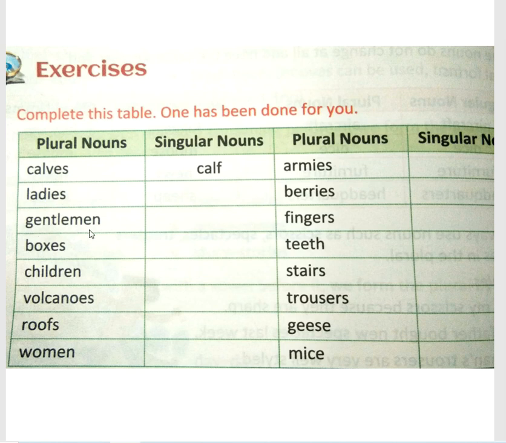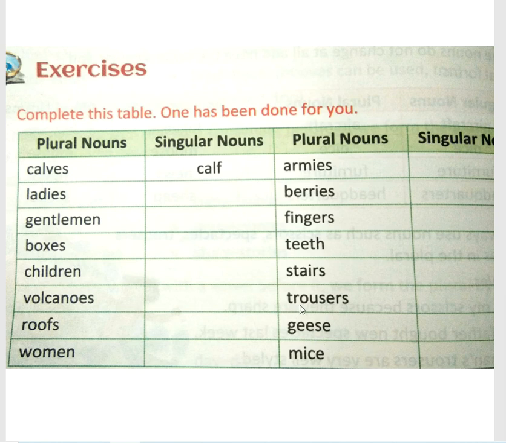Similarly, gentlemen is an irregular noun. So it will be gentleman. Box, children, you remember the rule? Any singular noun ending with X changes into plural by forming ES at the end. Okay. So in this way, children, you have to fill in the boxes with the singular form of these nouns.